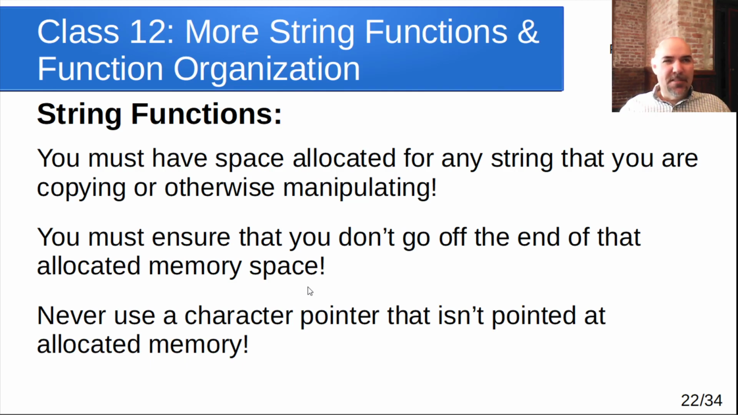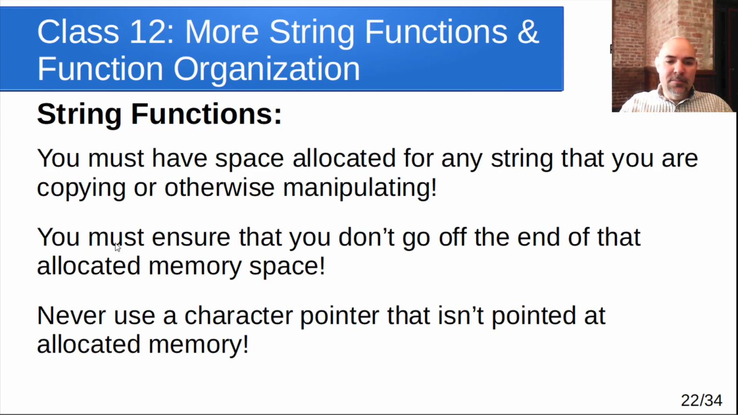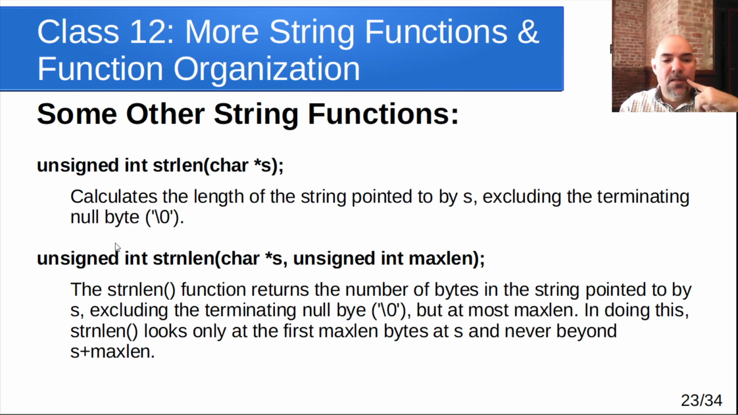Now that sounds harder than it is. You have to have a little bit of discipline when you program in C, and you have to be careful. Also, never use a character pointer that isn't pointed at allocated memory, which is what we did back here. This is just pointed at some random spot. We did not allocate memory for it. One of the things we're going to look at later on is a way to do dynamic memory allocation, where we can allocate memory of a certain size, and then later say, I need more memory now to put more things in. Let's allocate this a little bigger, and so forth.